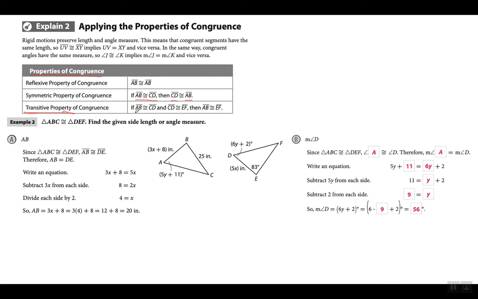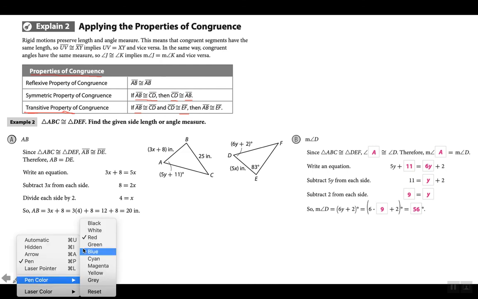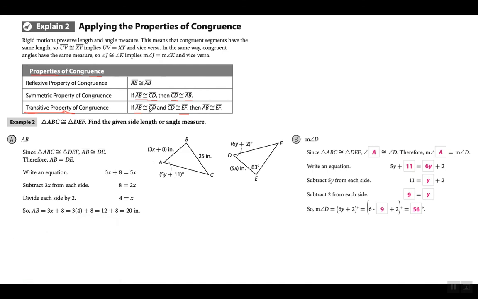It says if AB, and this one, let me use different colors to show you what I'm trying to say. First, let's read it. If segment AB is congruent to segment CD, and segment CD is congruent to segment EF, then that means that segment AB is congruent to EF. So look here a second. Look what I'm underlining in red, and look at what I'm underlining in blue.